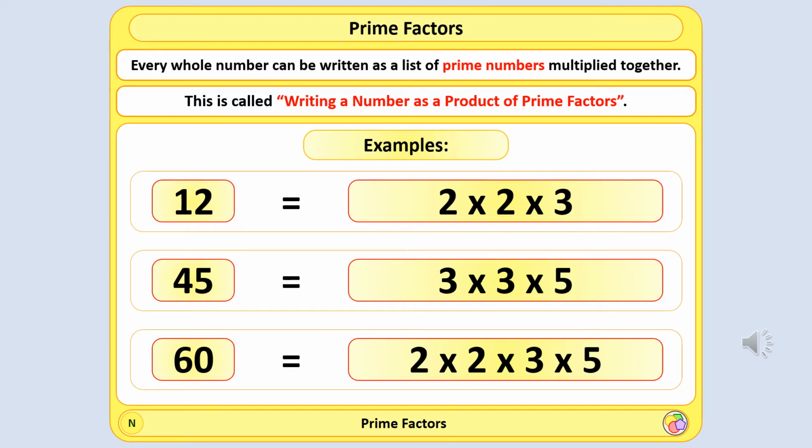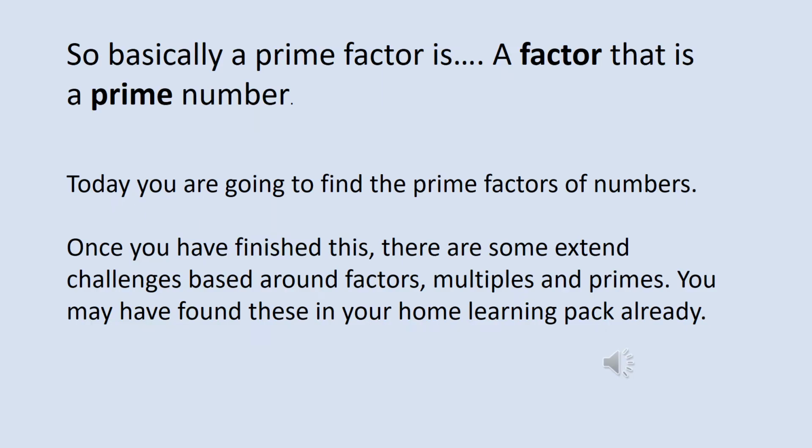So for example, 12 can be written as 2 times 2 times 3. So 2 times 2 is 4, times that by 3 is 12. 45 can be written if you multiply the prime numbers 3 times 3 times 5. 3 times 3 is 9, times 5 is 45, and so on. The definition for a prime factor is really easy. It's a factor that's a prime number.